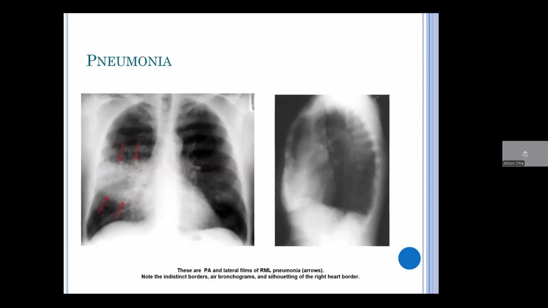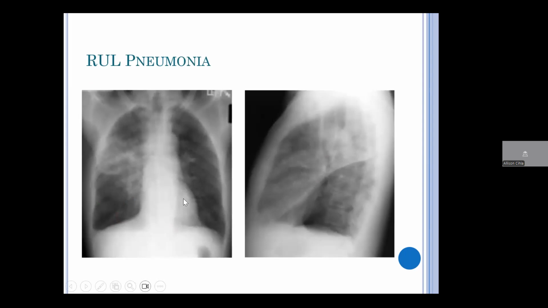Again, this is a right middle lobe pneumonia. It clearly follows lobar outline. There's no pneumonia in the right upper lobe. There's no pneumonia in the right lower lobe. It is clearly a lobar pneumonia sitting right here. This is a right upper lobe pneumonia. Again, it's going to follow this fissure. You can see here this oblique fissure, and this pneumonia is sitting up here.